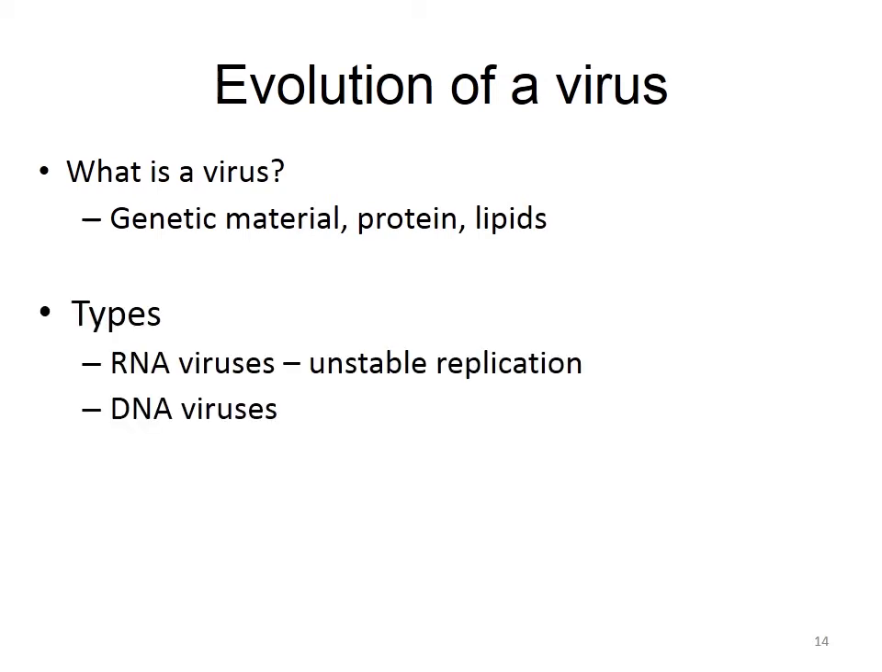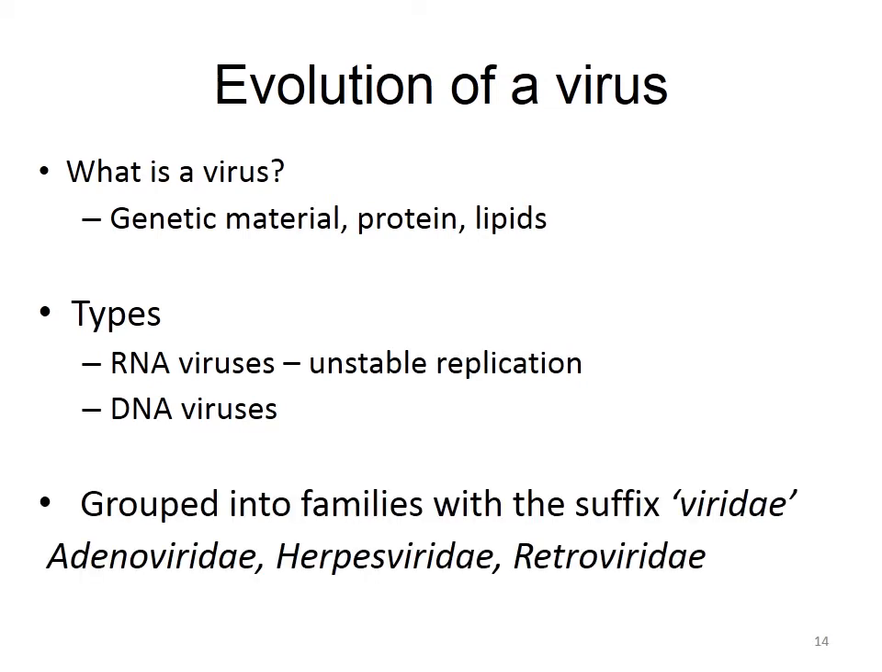So you have two different types of viruses for the most part. You have RNA viruses, where you get rather unstable replication occurring, and you get DNA viruses. Mostly they're grouped into families with the suffix viridae. So adenoviridae, herpesviridae, retroviridae. Some of those you might actually recognize.